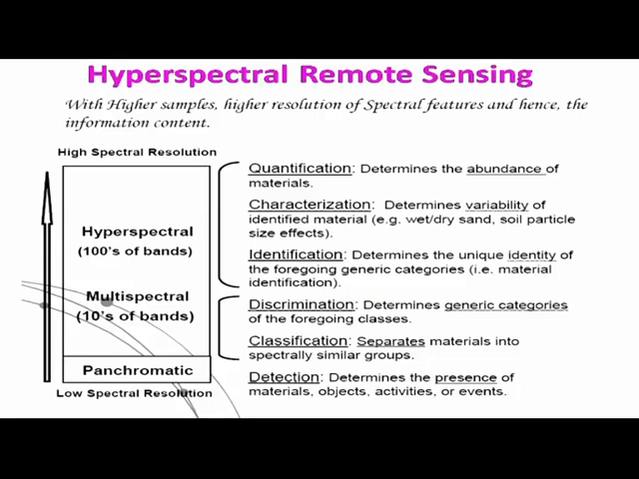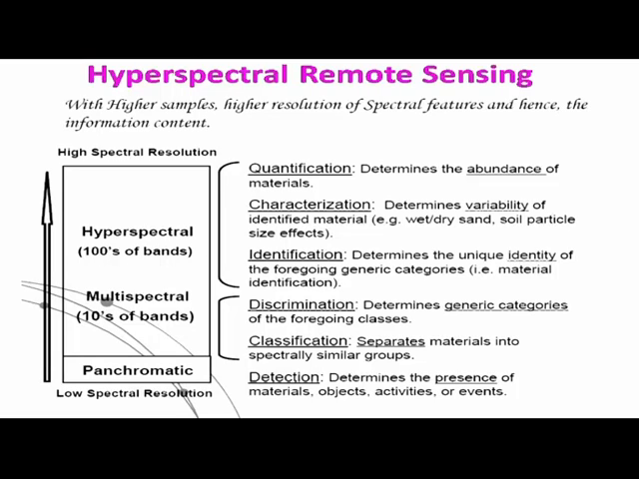So now coming to hyperspectral remote sensing. Initially there was panchromatic data; when we talk about panchromatic, that's single band data, which has a very low spectral resolution. Then comes multispectral. In multispectral, there are more than 2 bands up to 10 bands, with medium spectral resolution, you can say. But in hyperspectral, at the same time you have hundreds of bands, more than 100 bands, and the spectral resolution is also very high. So from the panchromatic data, you can do the detection, that is, you can determine the presence of material, object, activities, or events.